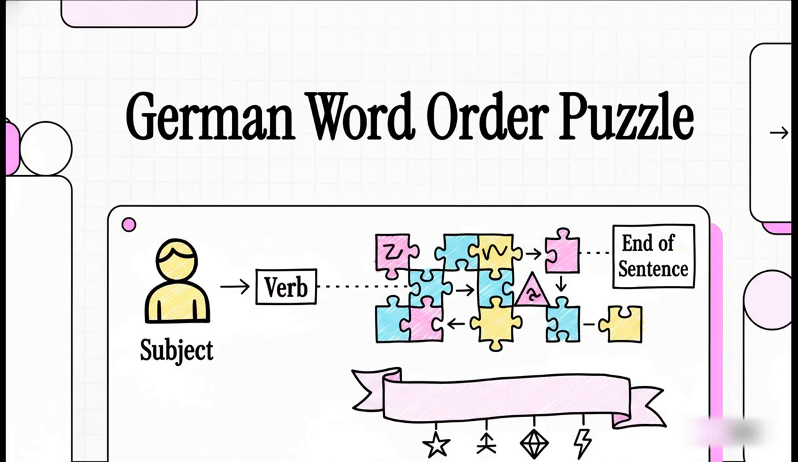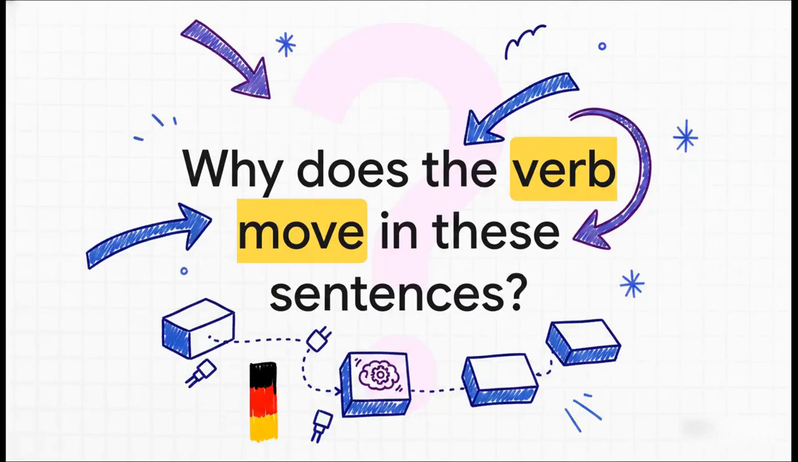You know when you're learning German and you feel like the word order is just a total puzzle? One second the verb is right where you expect it, and the next it's all the way at the end of the sentence. Well, today we're going to solve that puzzle. We're going to look at the secret signals that tell your verb exactly where to go, German connectors. Okay, so let's get right into it.